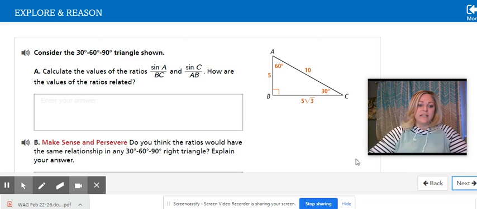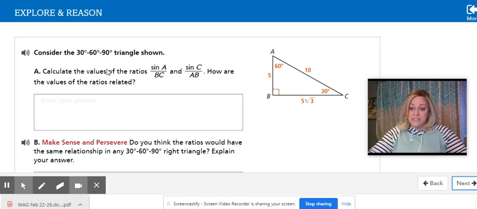So it starts out, consider a 30, 60, 90. See, these are still 90-degree or right triangles. Calculate the values of sine A. So here's A. What's the sine of 60, and then put it over the length of BC. So you're literally just plugging this into a calculator and seeing what you're getting. Sine C, find the sine of 30, and put it over AB. See what happens, and answer that next question as well.